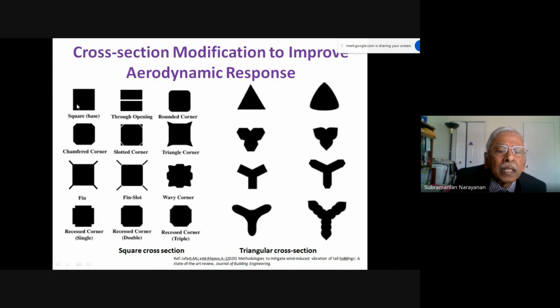The square shape is not good, but a reduced corner is better for resisting wind, or having an opening, slotted corner, and so on. These are the different square cross-section shapes which can be improved to have better wind response. Of course, many tall buildings have different shapes like this.